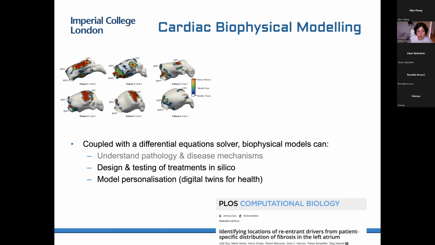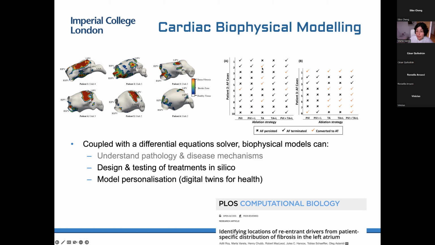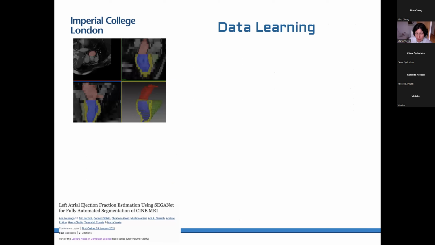So given a patient's geometry, the fibrosis distribution, and other information that you may know, you can create a personalized model, and then you can test different treatments. Here, it doesn't matter what these stand for, PVI plus L, etc., for each of the patients, to try and understand which ones are most likely to succeed. And you can do this before, of course, you actually perform the treatment on patients, as a treatment guidance step. So these are the success stories, so to speak, of biophysical modeling and what it has been used for so far.